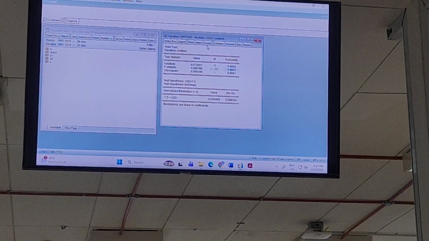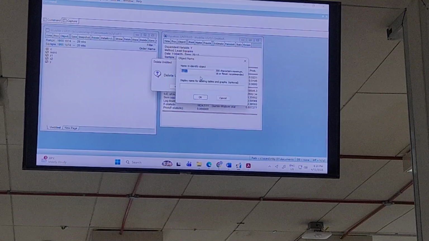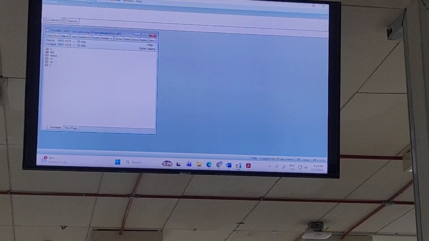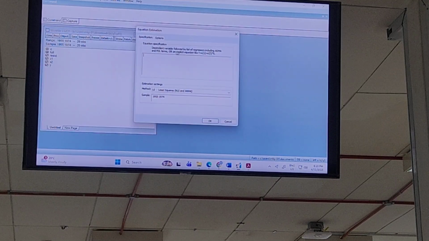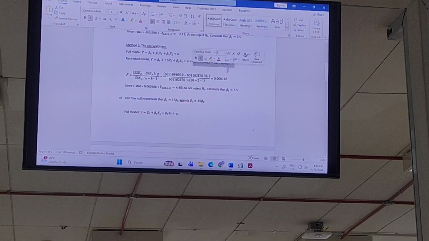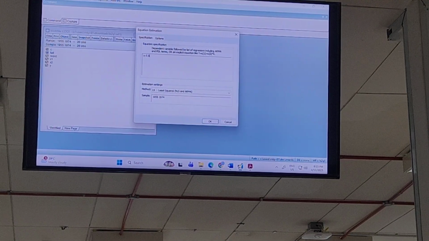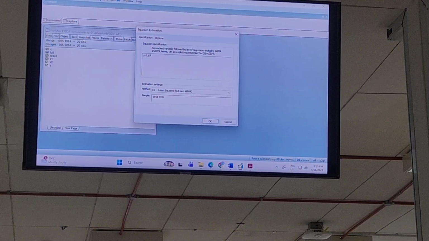So this is the full model, the one that we estimated just now. I just want to show you, let's say you want to estimate a restricted model. So this is the full model, equation 1, and you want to estimate a restricted model, this one. So you have y minus 7.5 x1, and then you have the intercept and x2.